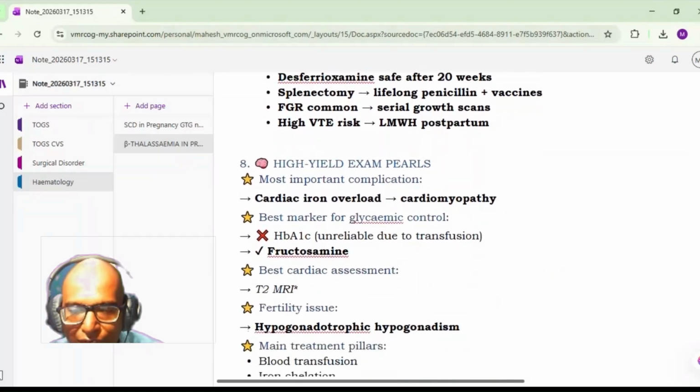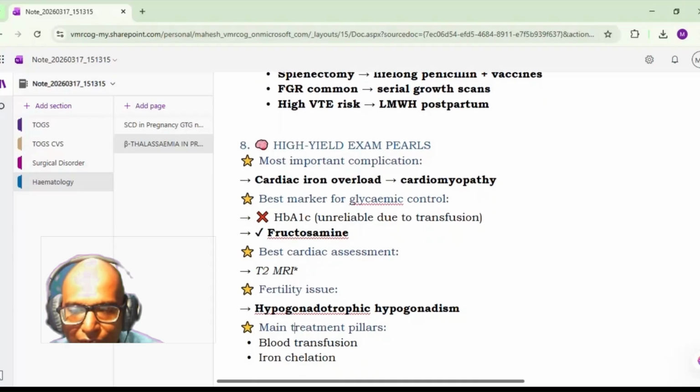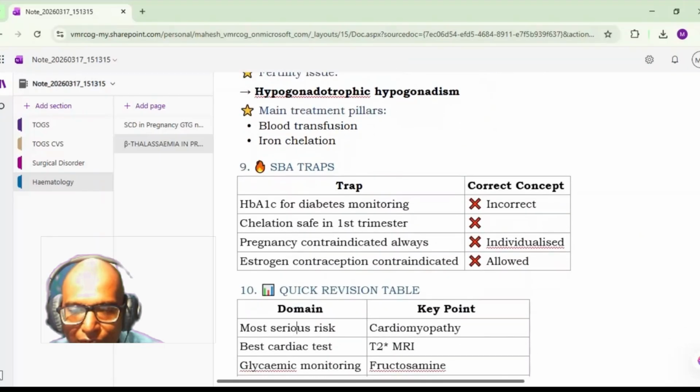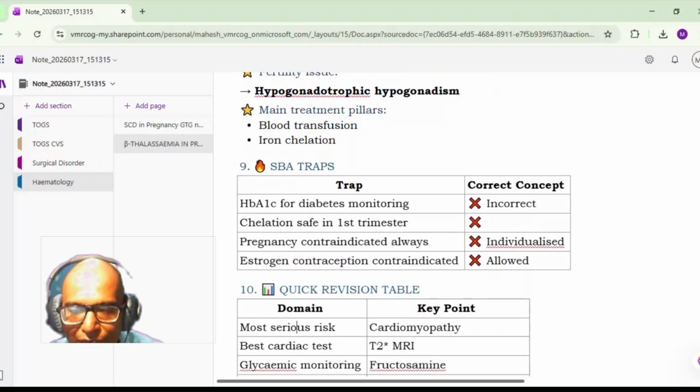Okay. So important thing is that cardiac. So which condition has got a risk of cardiac iron overload? It is the thalassemia, and that can lead to cardiomyopathy. Best marker for glycemic control is the fructosamine. Okay, so best cardiac assessment is done with T2 MRI. Then fertility issue in thalassemia patient is a hypogonadotropic hypogonadism. Main treatment pillar is a blood transfusion and iron chelation, and these patients require regular blood transfusion. That is why there is increased iron overload. That is why these patients require iron chelation.